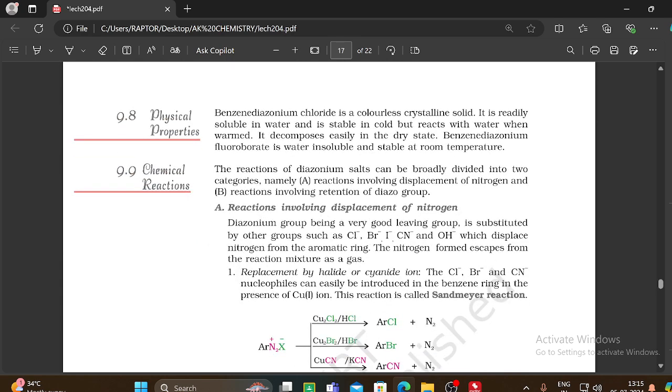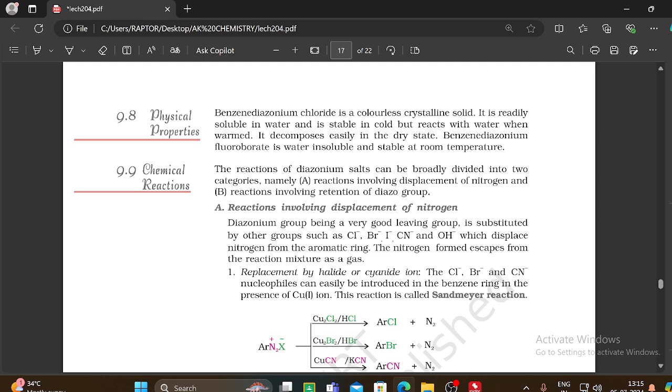Properties. So colorless, crystalline solid, these are not important. Readily soluble in water. What is the reason? This is a reason-assertion question, you may get it. No questions will come from this physical property.